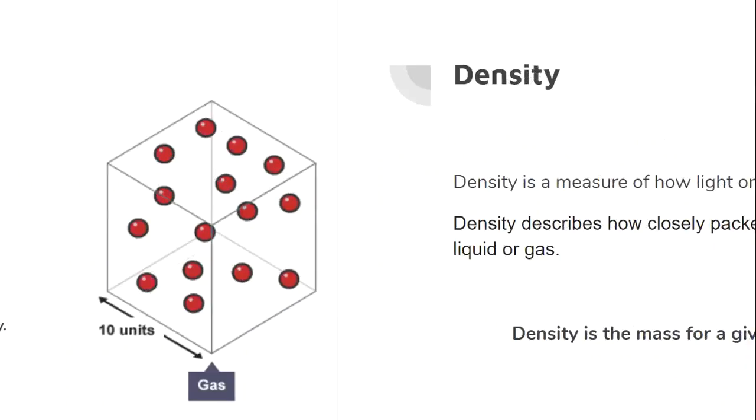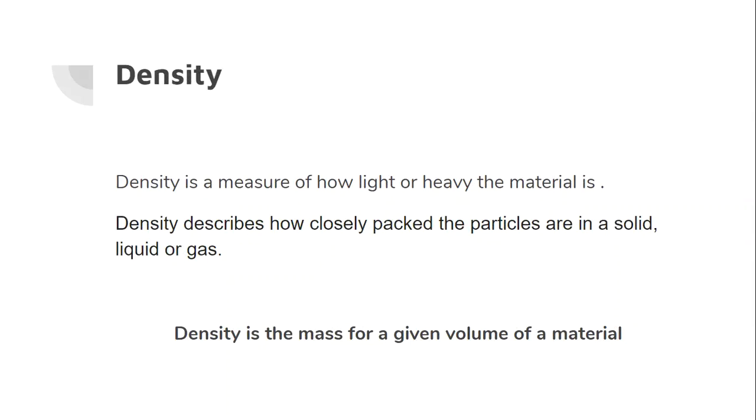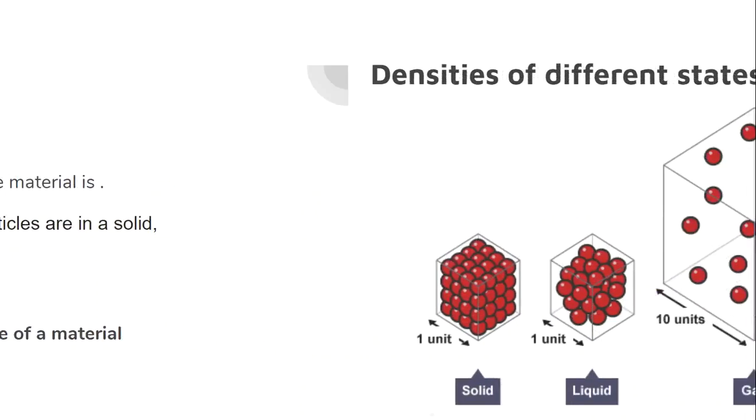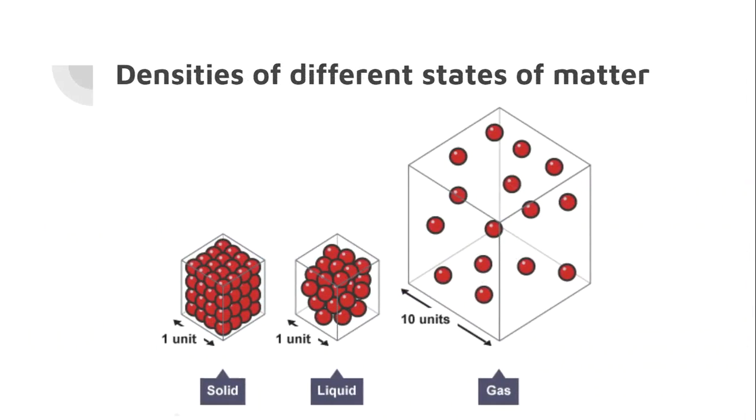Now we're going to take a look at density. Density is a measure of how light or heavy the material is. It describes how closely packed the particles are in a solid, liquid, or gas. The density of a material is a measure of the mass of a given volume of a material. We can use the particle model that we saw earlier to explain the densities of different materials.